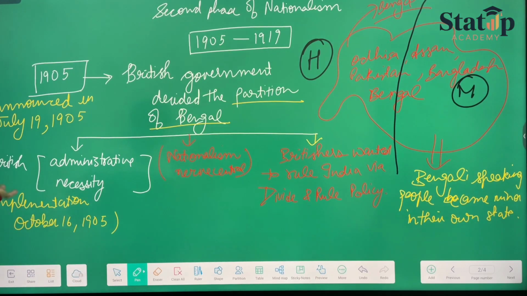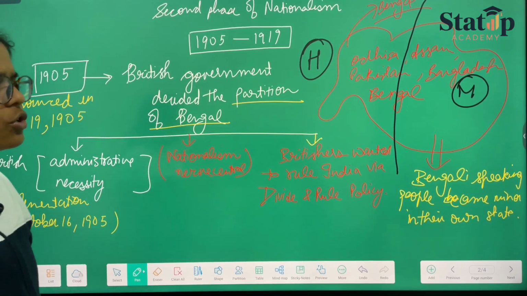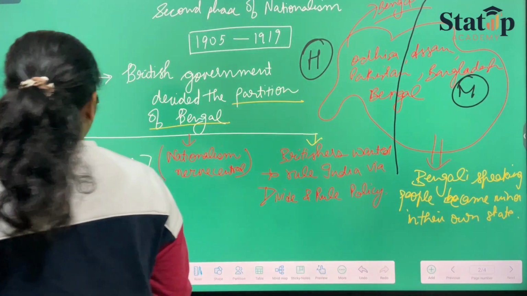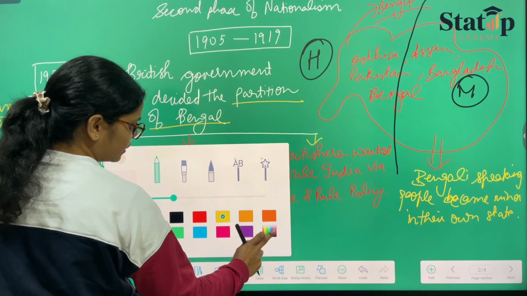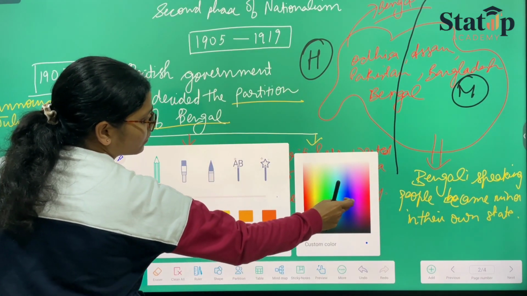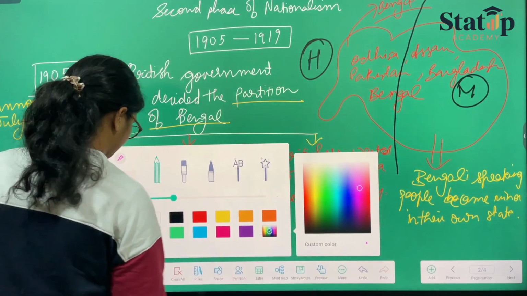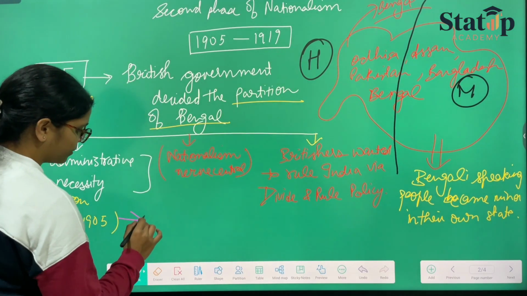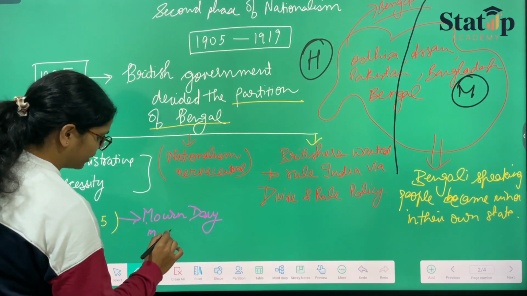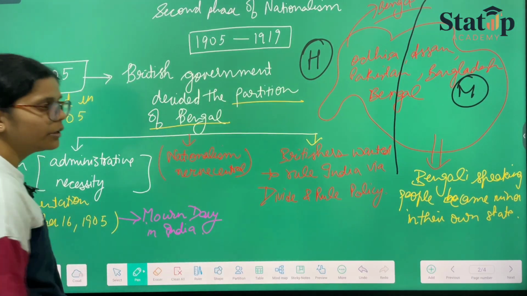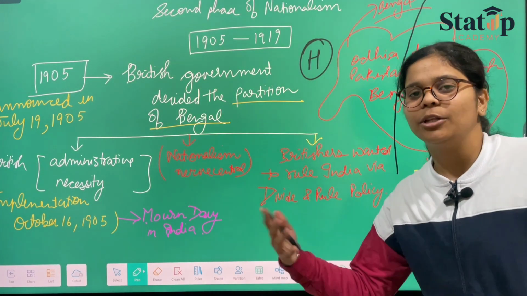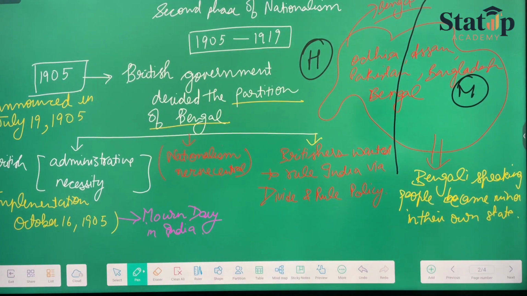This was the time of the partition. On that day, October 16, it is basically referred to as Mourn Day in India. So you can write it as Mourn Day in India. Before 14 February, we used to call it the Black Day, the Mourn Day, and the Worst Day of India.